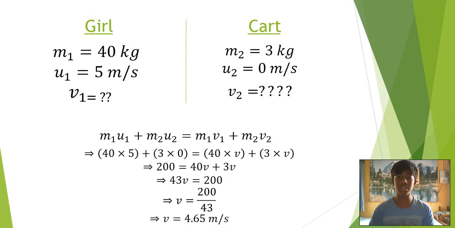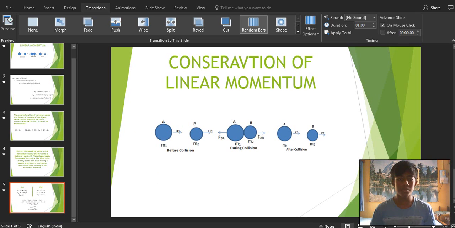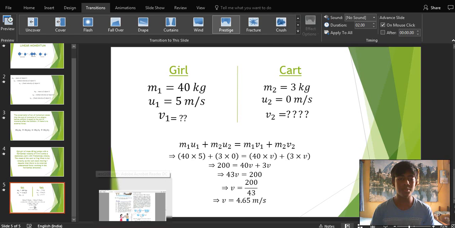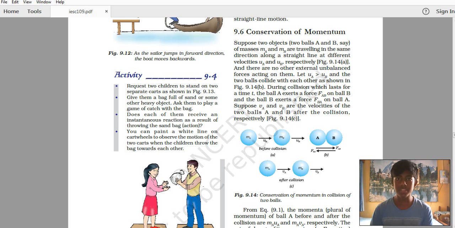Now let's go to the NCERT PDF. Please see the solution once. I have done this method, and now let's go to the NCERT PDF. The NCERT PDF is on conservation of momentum. Suppose two balls A and B, of masses MA and MB, are traveling in the same direction along a straight line at different velocities UA and UB respectively, as shown in the figure, and there is no other external unbalanced force acting on them.